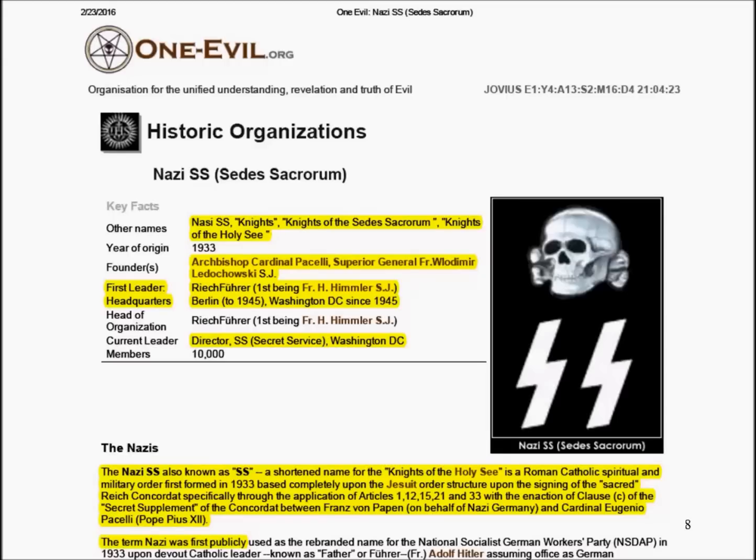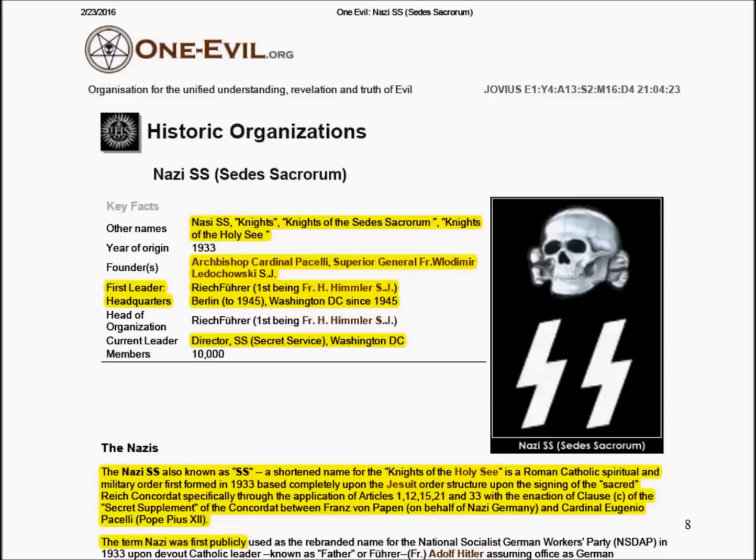Concordat, the Concordat of 1933 that the Vatican signed with Hitler. Specifically through the application of Articles 1, 12, 15, 21, and 33, with the enaction of Clause C of the secret supplement of the Concordat between Franz von Papen on behalf of Nazi Germany and Cardinal Pacelli on behalf of the Vatican. The term Nazi was first publicly used as a rebranded name for the National Socialist Workers' Party in 1933 upon the devout Catholic leader Hitler assuming office as the German Chancellor.